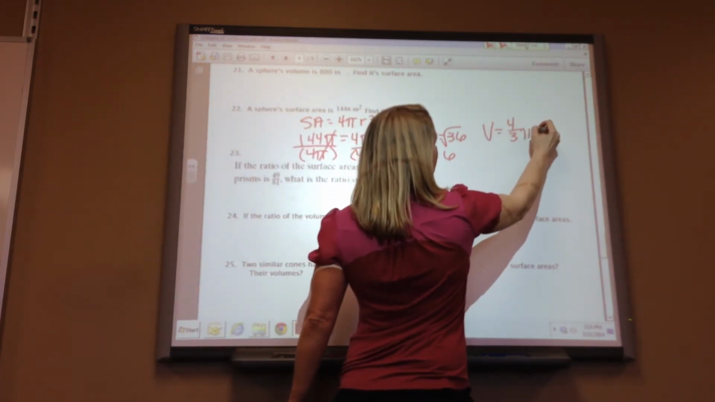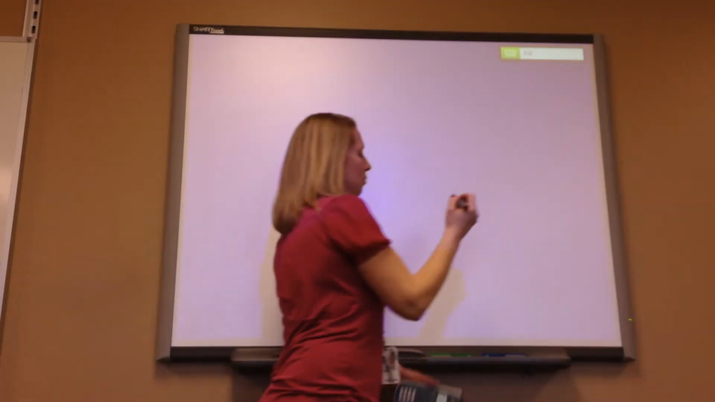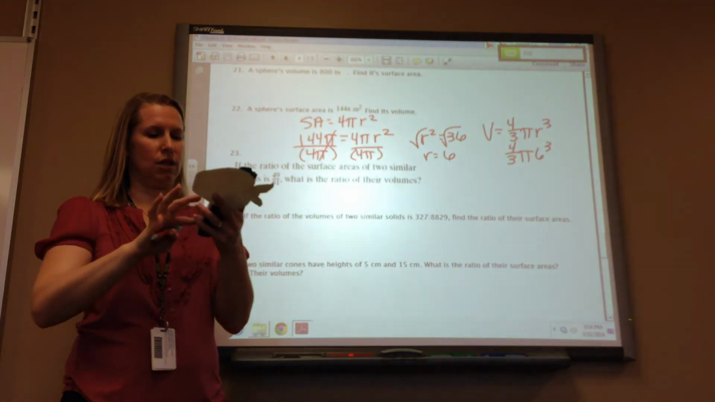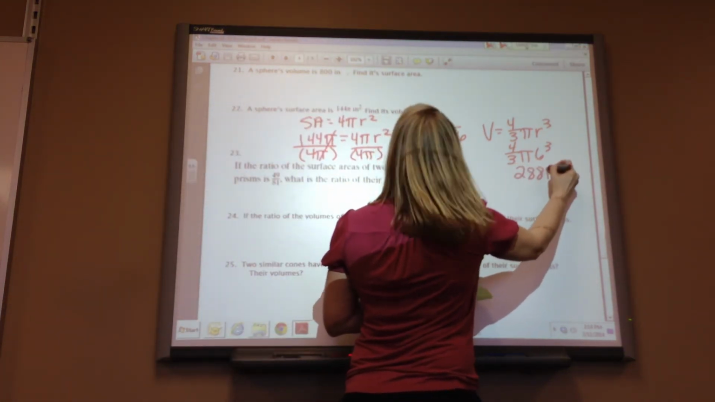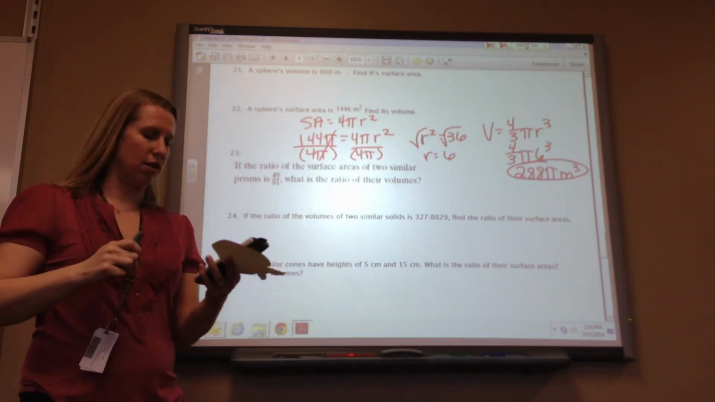Now you plug it into the volume formula. 4/3 pi r cubed. So 4/3 times 6 cubed, and I got 288 pi meters cubed. And that would be your final answer there.